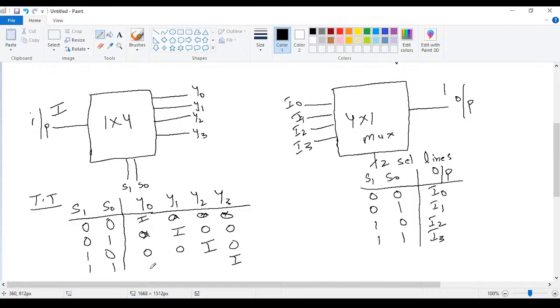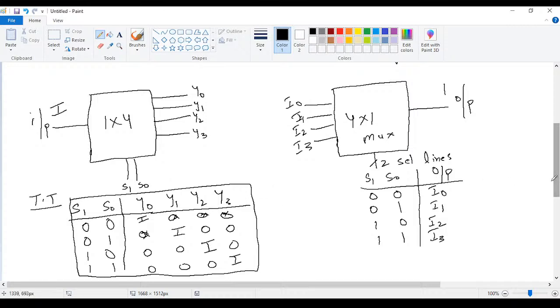Whatever the input may be, 0 or 1, we connect it to Y3. So when S1 and S0 are 1 1, that input will be connected to Y3. This is what a small demultiplexer is. Right. Now we need to draw the circuit diagram.